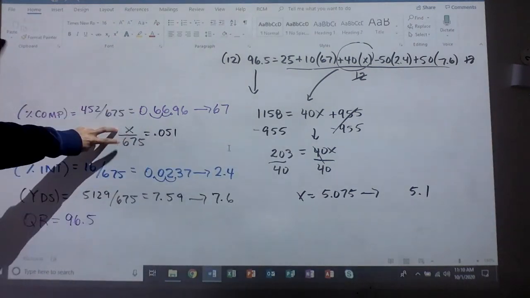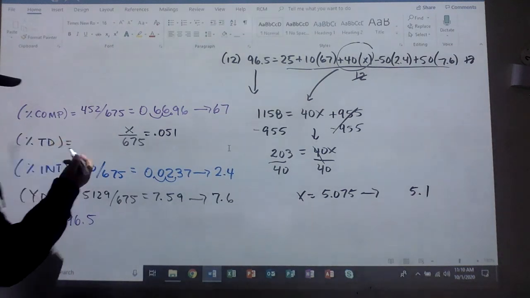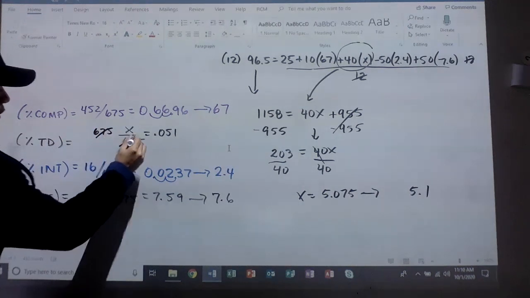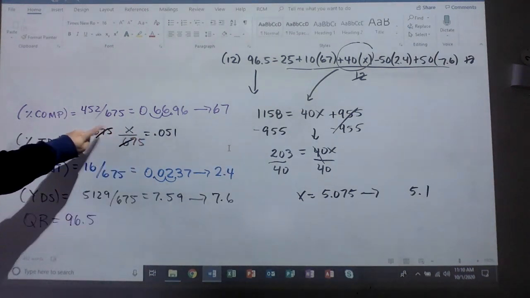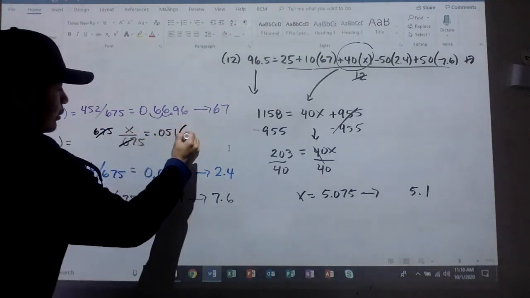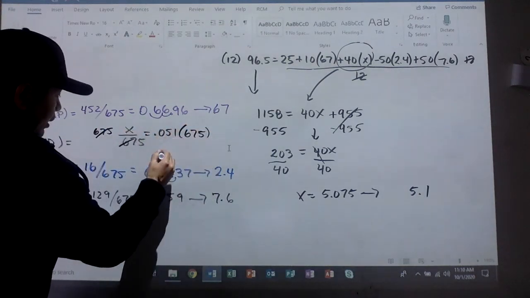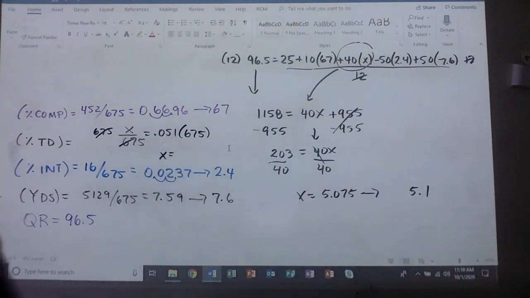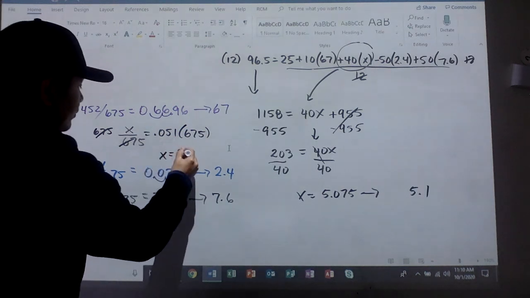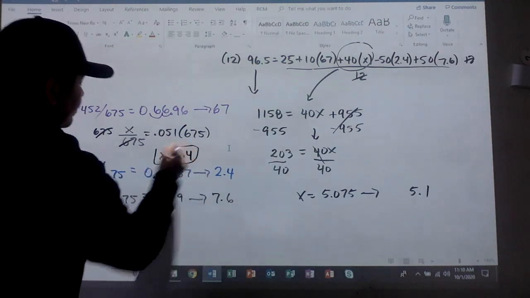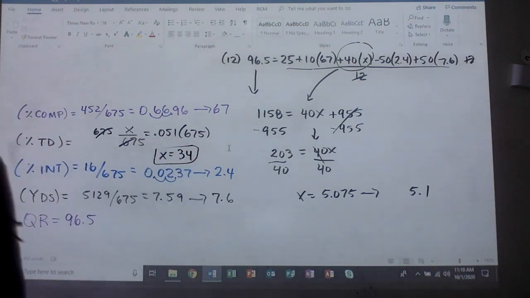Similarly to what I did with the 12, I gotta get rid of this 675. This is a division, so the opposite of it. This cancels, and you notice the X is by itself now. So whatever you do on one side, you gotta do it on the other side. X equals, once you multiply this, it will give you the final answer of touchdowns. That's how many touchdowns Ben got that year. And the final answer, 34.